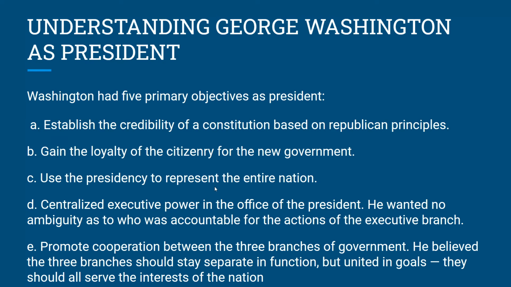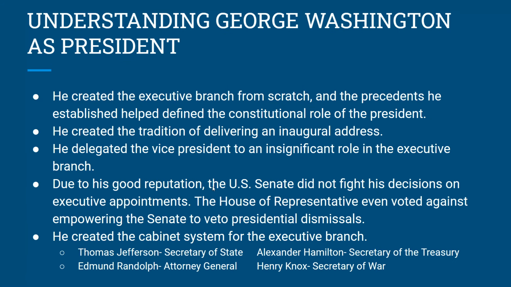So, as we'll learn in a minute, one of the great legacies of George Washington is that he established a number of precedents for the office of the president that future presidents will follow. And number 5, he sought to promote cooperation between the 3 branches of government. He believed that the 3 branches should stay separate in function, but they should be united in goals. They should all serve the interests of the nation.